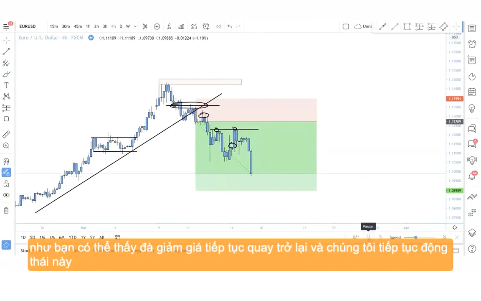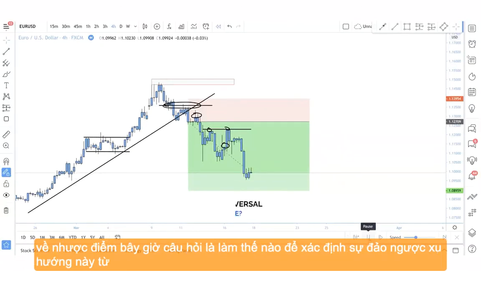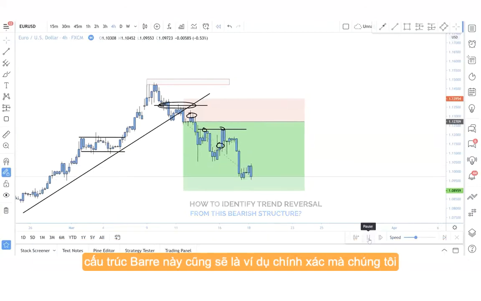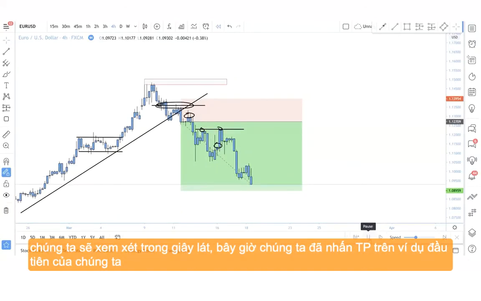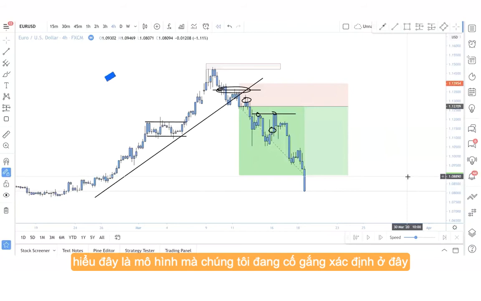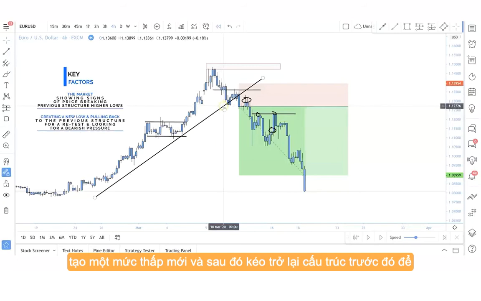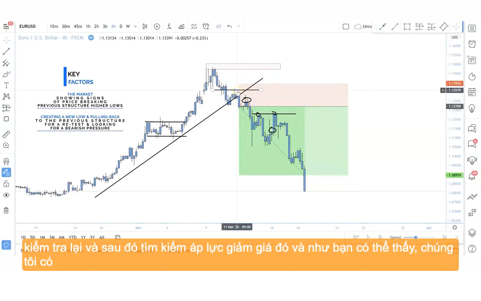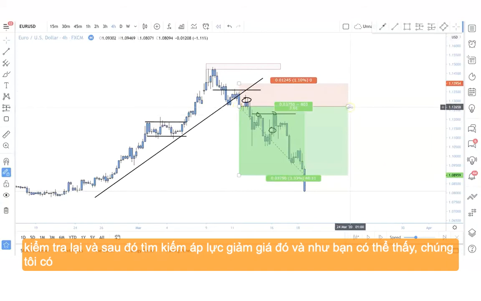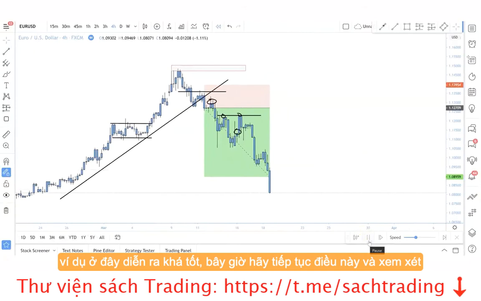So as you can see, the bearish momentum kicks back in and we continue this move to the downside. Now the question is, how do I identify this trend reversal from this bearish structure? Well, that's going to be the second example that we're going to take a look at in a second. Now we've hit TP on our first example. Now understand this. The pattern that we're trying to identify here is the market showing signs of price breaking previous structure higher lows, creating a new low, and then pulling back to that previous structure for a retest, and then looking for that bearish pressure. And as you can see, we have this example here that played out pretty well. Now let's continue this and look at another example.